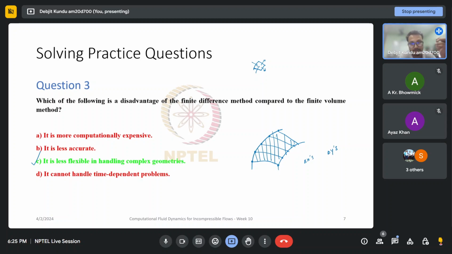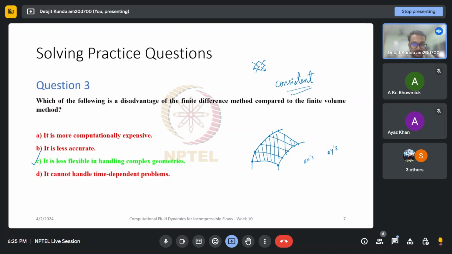In finite difference methods, we saw the problem of consistency, right? We can use different discretizing schemes, and they may or may not be consistent. In case of finite volume method, it is inherently consistent always. So this is another advantage of finite volume methods.